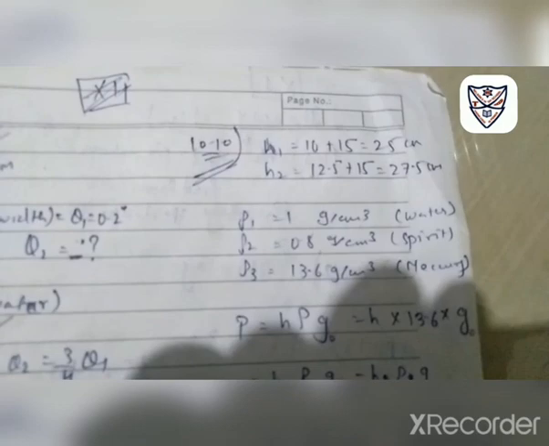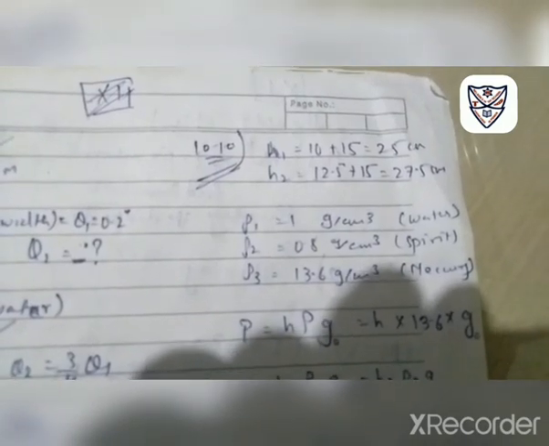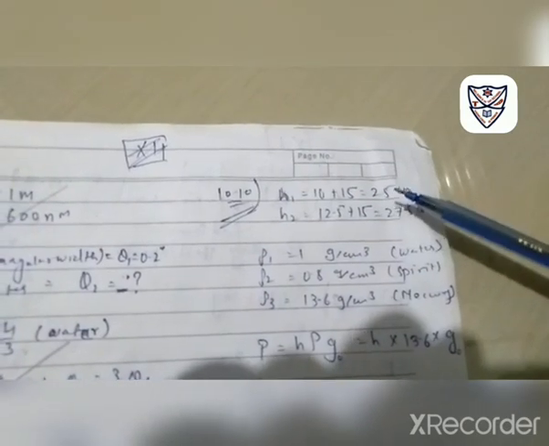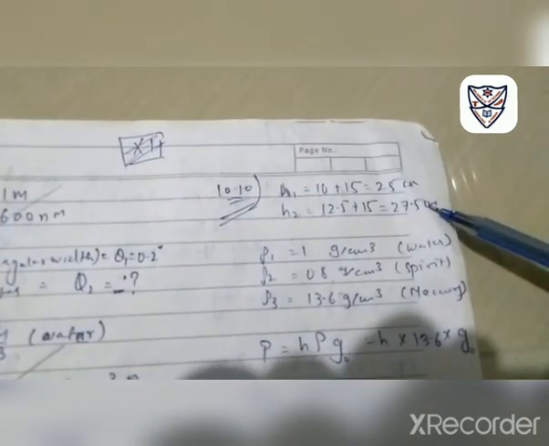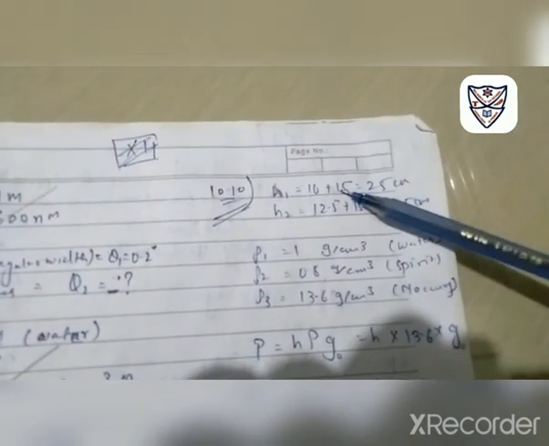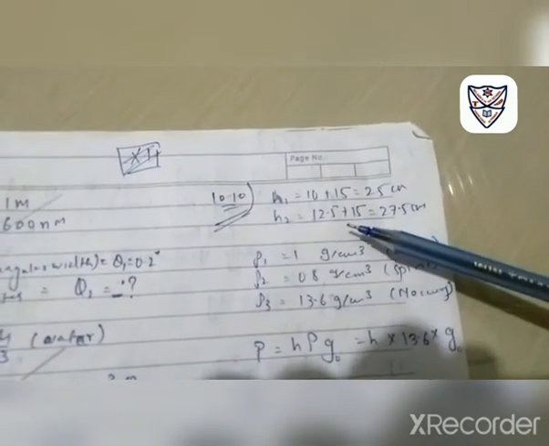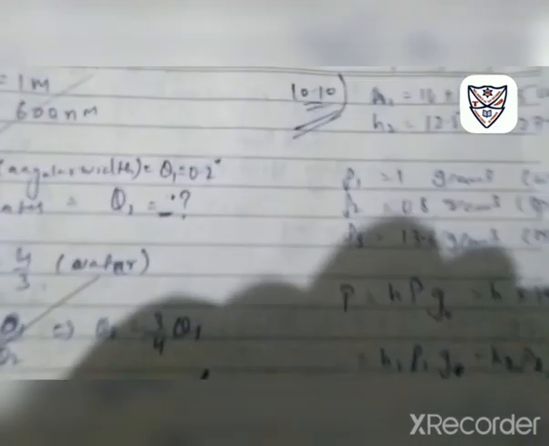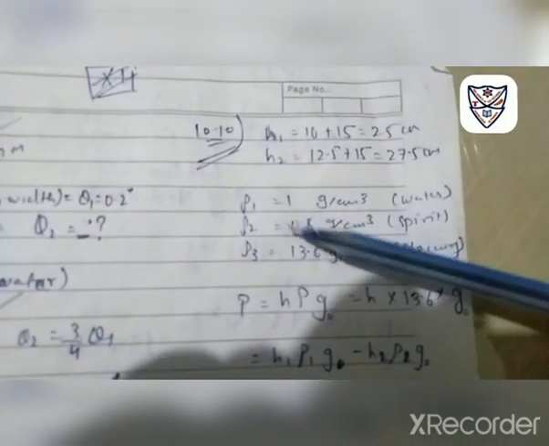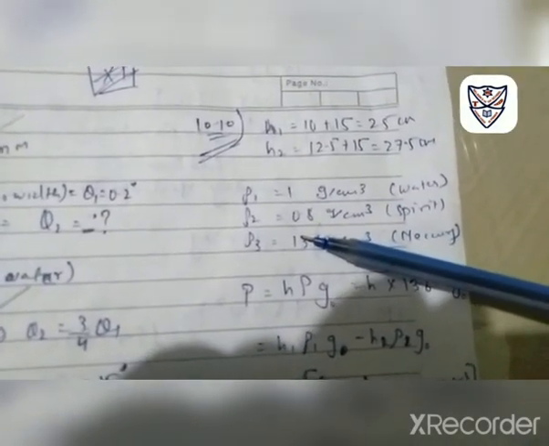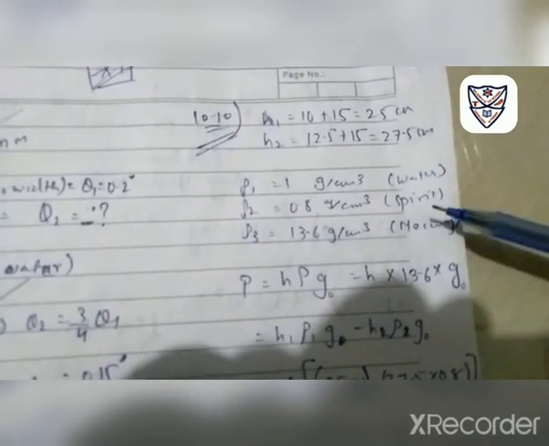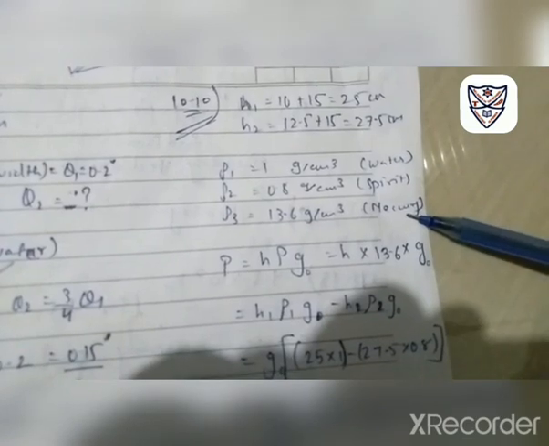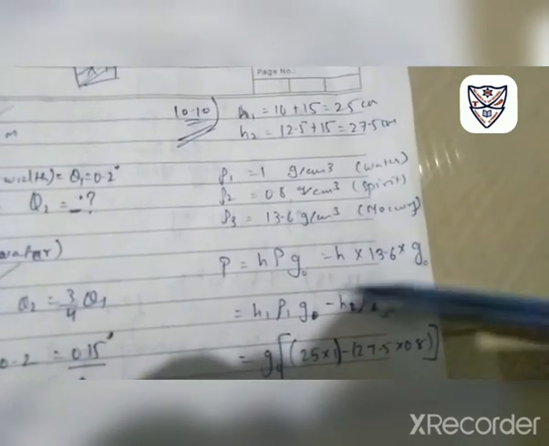In the next question, the 10th one, they have given you two different heights. First of all, I'm converting into centimeters. I'm adding this plus 50 because the base is given, which is already there. So three different densities are given, for the water, spirit and the other one which you have to find.